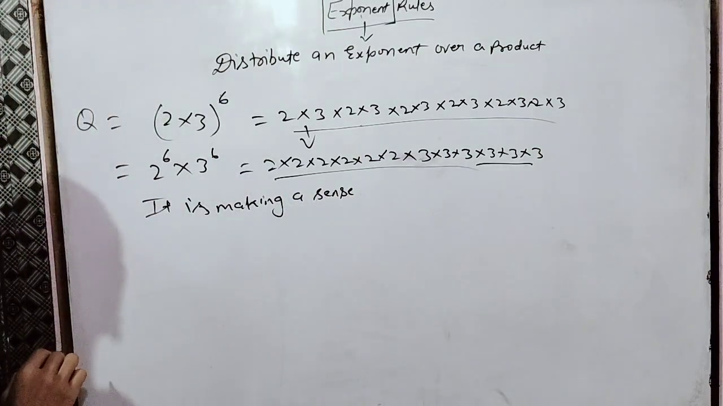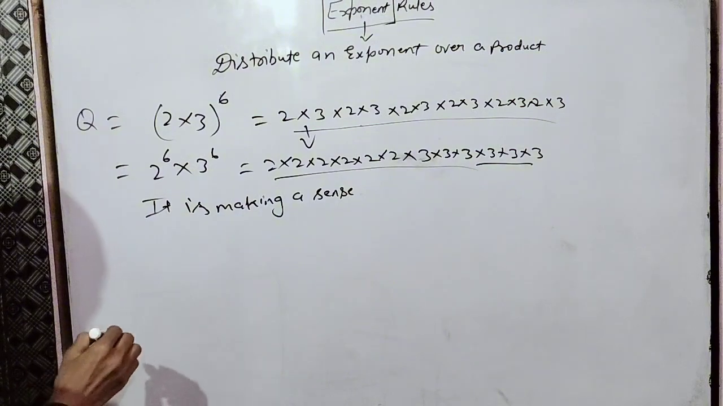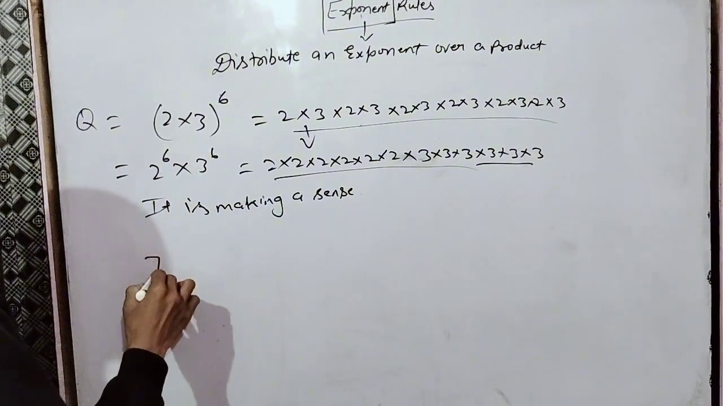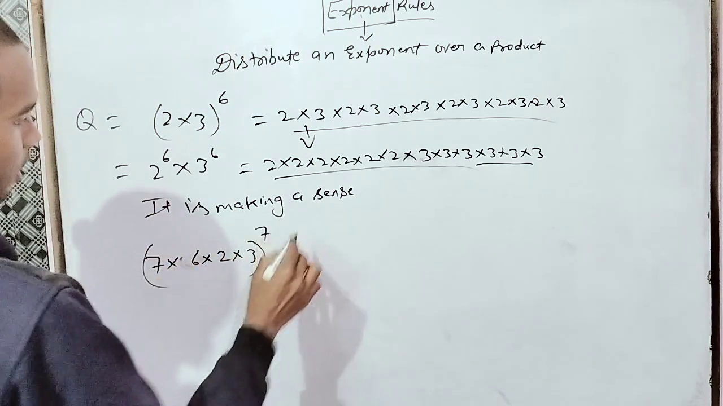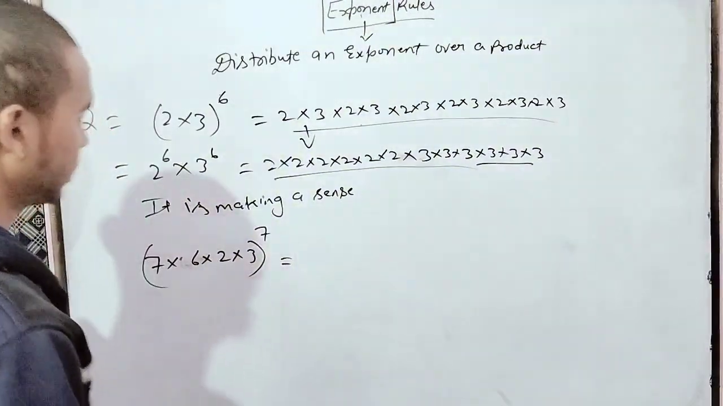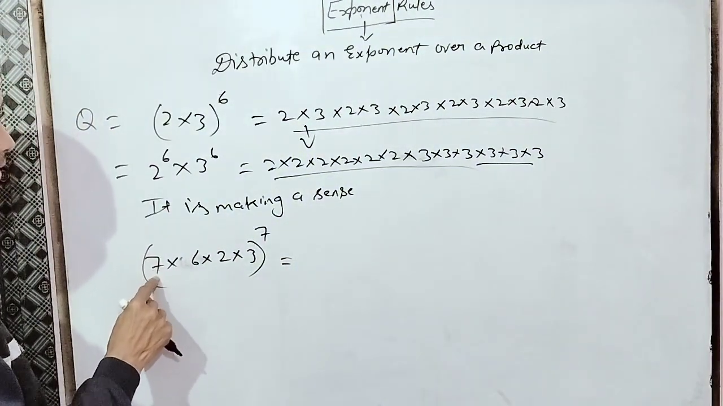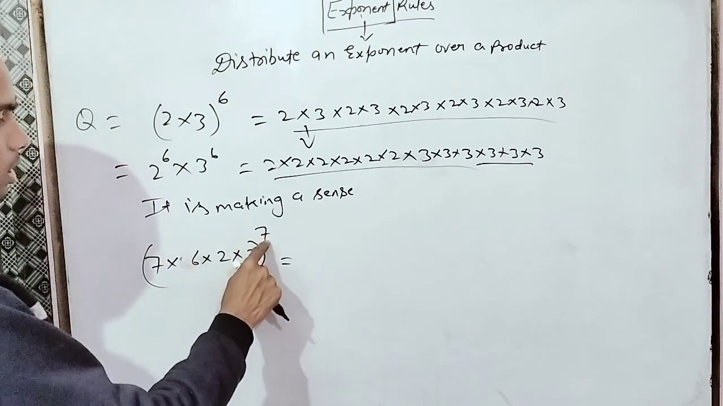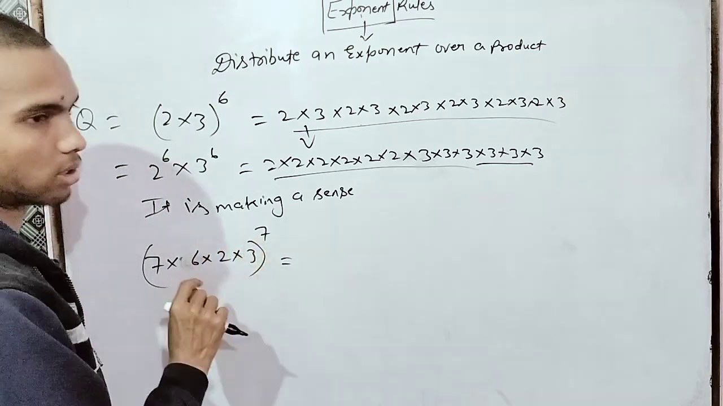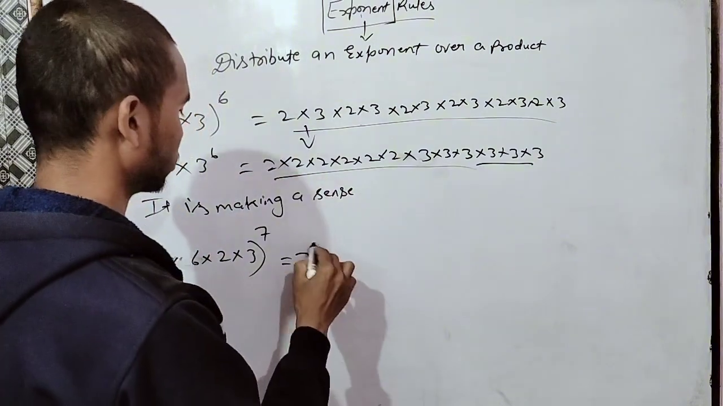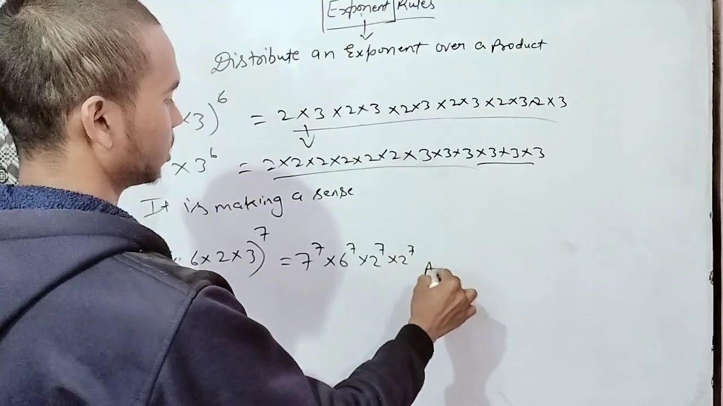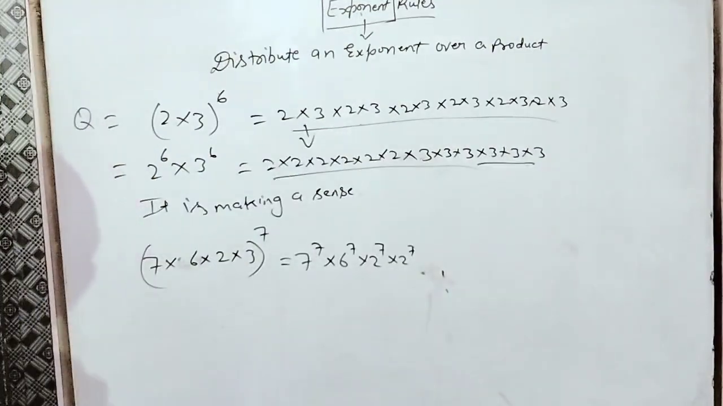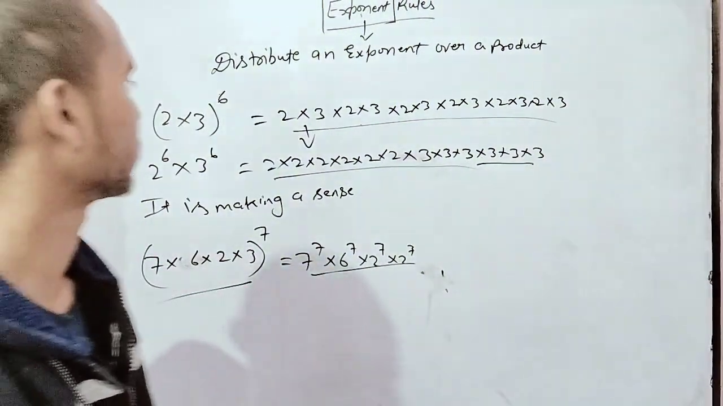Here, 7 multiplied by 6 multiplied by 2 multiplied by 3, all with the 7 exponent. So we can write it: 7 with the 7 exponent, 6 with the 7 exponent, 2 with the 7 exponent, and 3 with the 7 exponent. This is not the answer, this is a way. The value of this and the value of this would be the same. Clear?